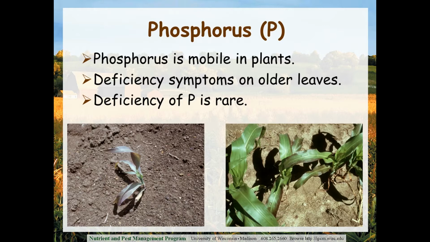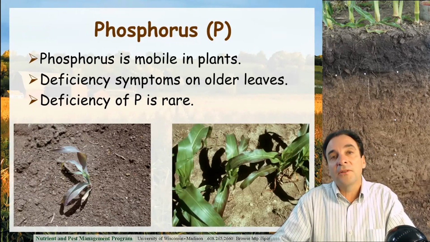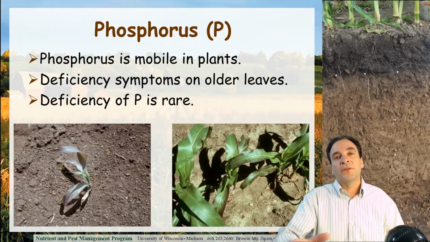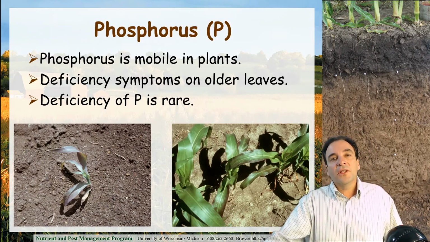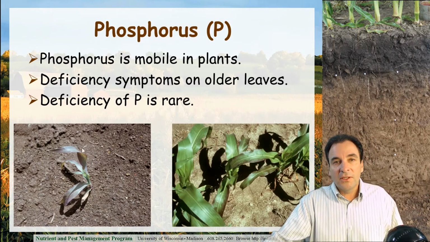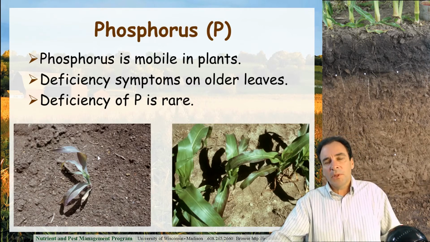A mobile nutrient, if it gets scarce in a plant, means the plant will translocate it, feed off the old plant, and put all the energy and the mobile nutrients into the new growth. Phosphorus is a mobile nutrient, therefore the nutrient will go to the new growth. The deficiency symptoms will show up in the older leaves. The characteristics of phosphorus deficiency in corn are a purpling of the leaves. Here you see the older, the bottom leaves. In this case, the whole plant looks purple.